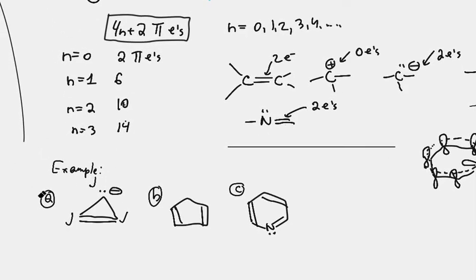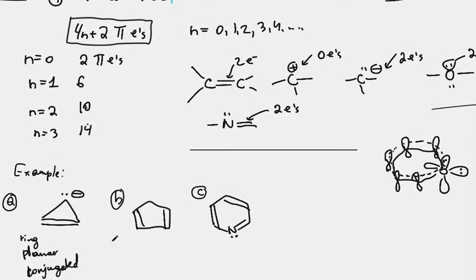So let's go ahead and list that. We can say it's a ring, or it's cyclic, it's planar, and it's conjugated. So the last thing we have to do is calculate pi electrons. Right here, I already wrote it. We have a double bond, so that's 2. And then if you have a lone pair on a carbon, that's also 2. So we have here 4 pi electrons.